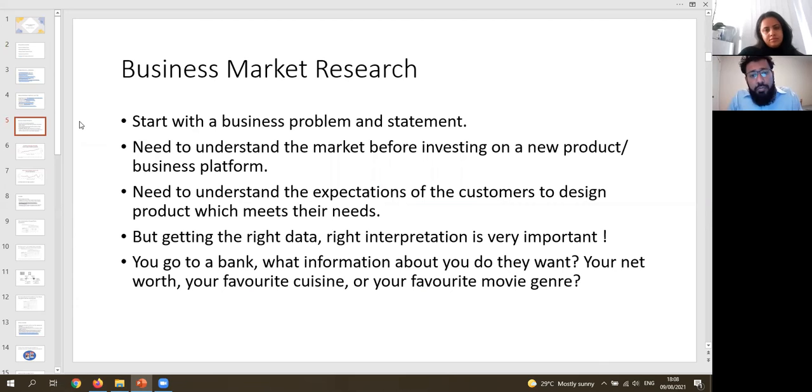But there is a very important thing: getting the right data and the right interpretation is very important. So there are two things here: the right data, which I will be talking about, and the right interpretation. And these are two different concepts. Just imagine you go to a bank. What is the information they ask you about? Do they care what your favorite cuisine is? Or do they care what your favorite movies are? Or do they care what your net worth is?